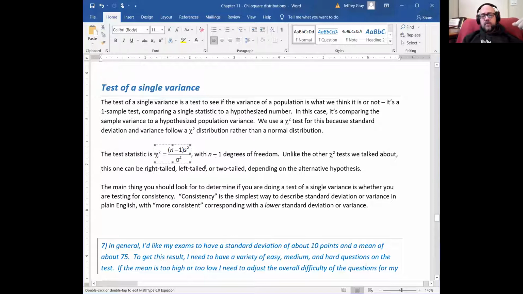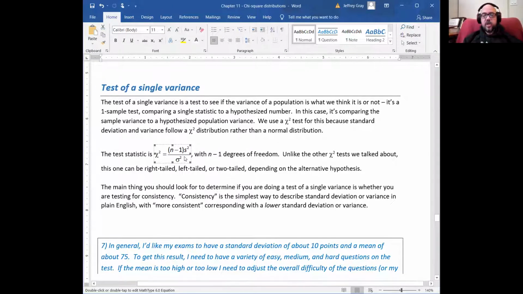So if your alternative hypothesis is that the standard deviation, the variance, I'm going to go back and forth between standard deviation and variance. Just remember, standard deviation is just the square root of variance, and variance is just standard deviation squared. If your alternative hypothesis is that your variance is less than a certain number, then it's going to be left-tailed. If it's that it's greater than a certain number, it's going to be right-tailed. And if it's just different than a certain number, then it's going to be two-tailed, just like before with the one sample test.